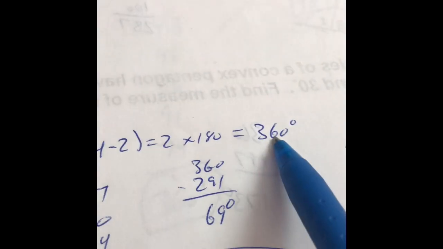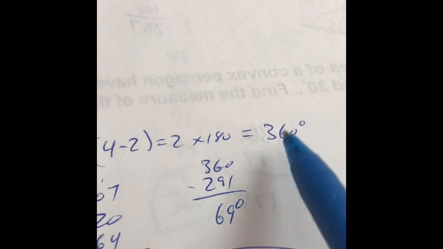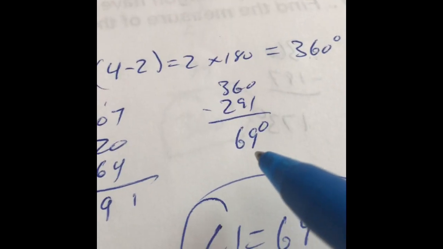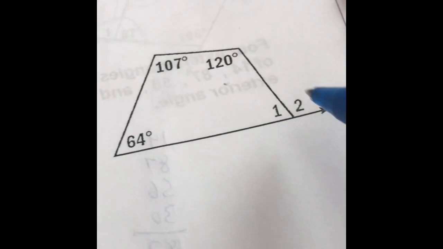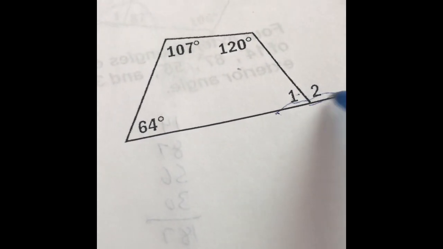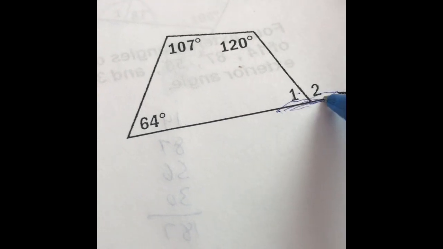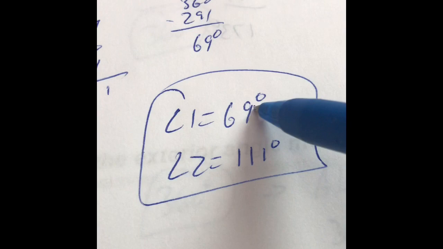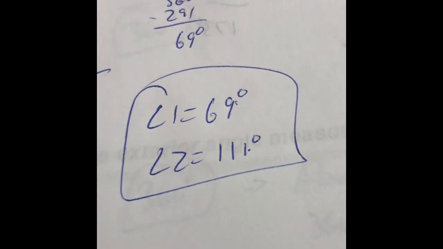The last one's not regular. But it is a quadrilateral, and a quadrilateral always has to add up to 360. Doesn't matter if it's regular or not. So if you add up your three angles that you already know, you get 291 degrees. Subtract that from 360, and you get 69 degrees. So angle 1 is 69 degrees. Again, these two angles are on the same line. They have to be supplementary. So for angle 2, you take 180 minus 69 degrees, and you get 111 degrees.